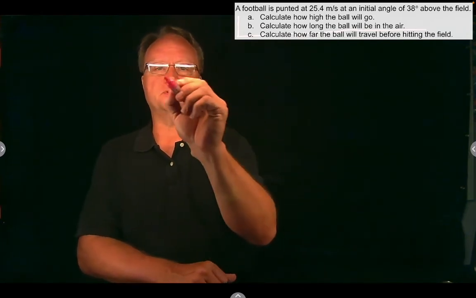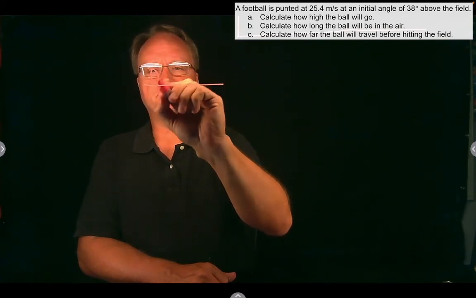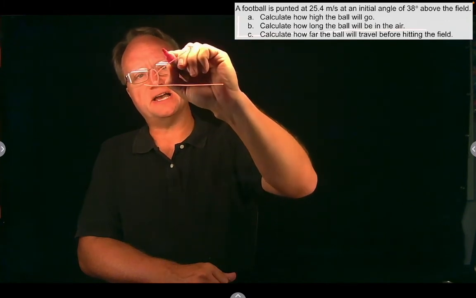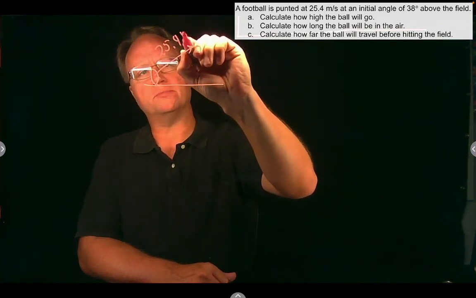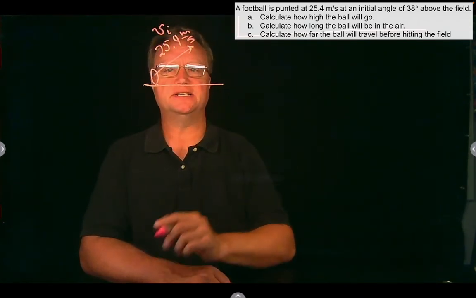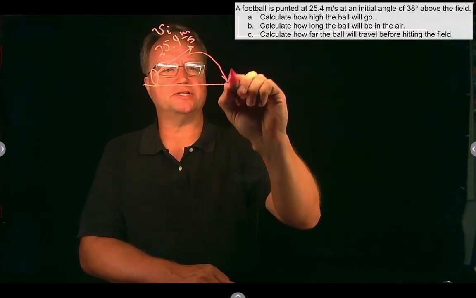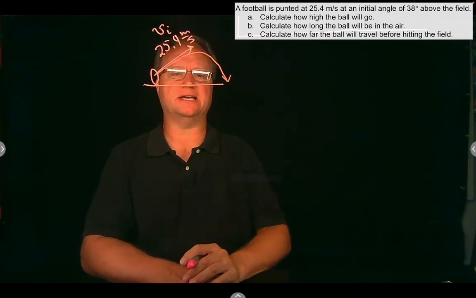Here we have an example dealing with projectile motion, but the object initially leaves at an angle. So we have a football that's punted at 25.4 meters per second at an angle of 38 degrees above the field. So then if we just sketch out a diagram, here's our field, here's the football, it leaves at 25.4 meters per second. That would be the initial velocity. It's going to travel in some curved path and eventually come down and hit the field again.